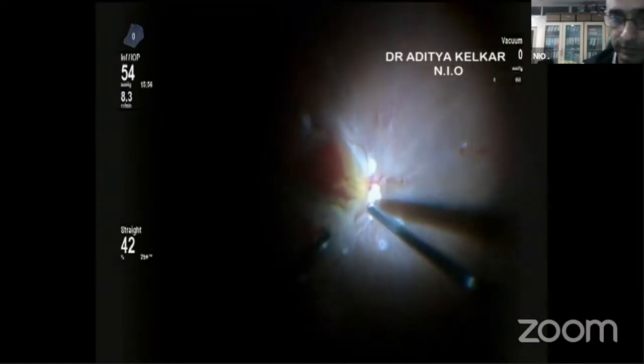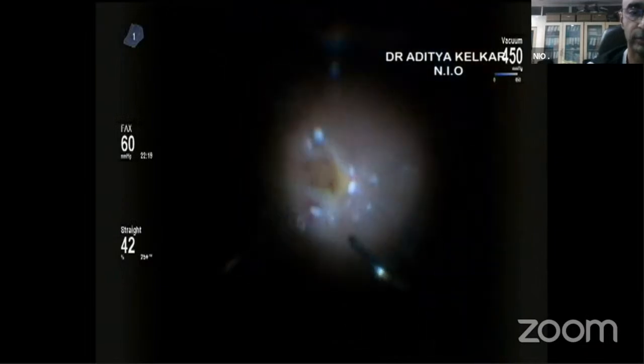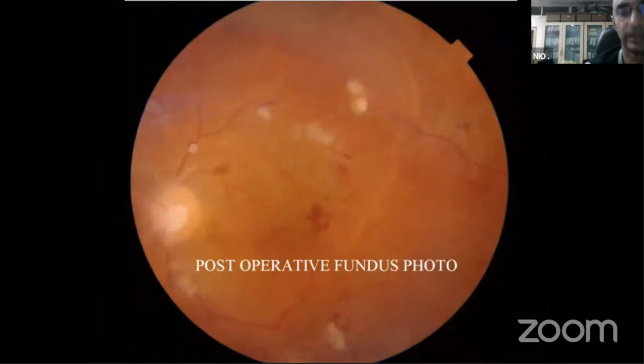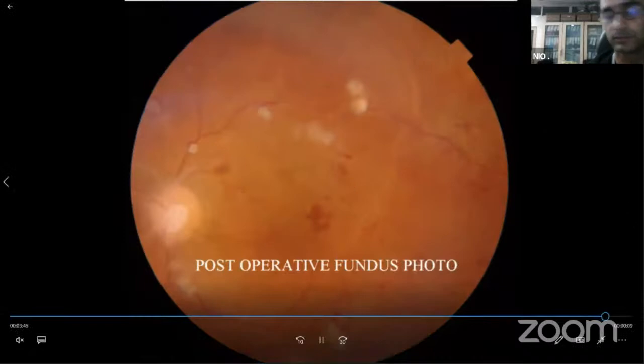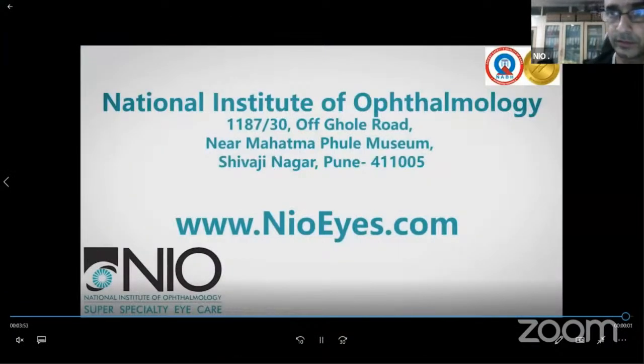Otherwise, initially, whenever there was any complex case, we used to be hesitant in using a three-dimensional microscope. But now we are more and more happy about using this equipment. Since there were no iatrogenic breaks, the patient ultimately did well, and this is the post-operative picture. So with that, I come to the end of my presentation. I hope you enjoyed these surgical videos. Thank you.